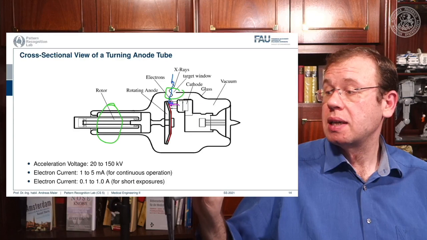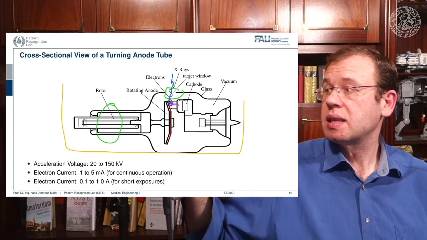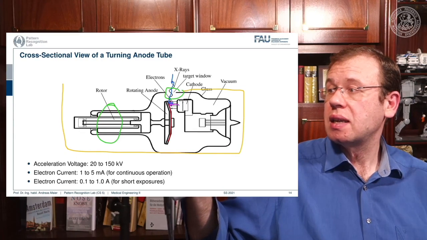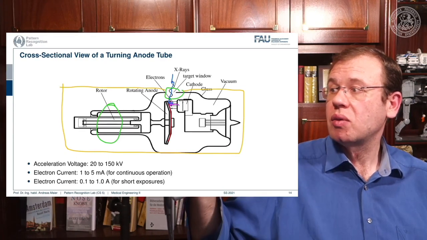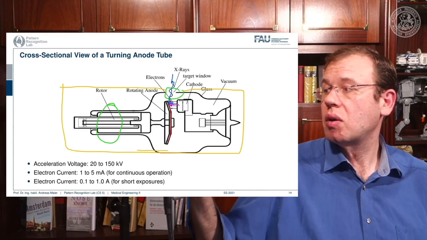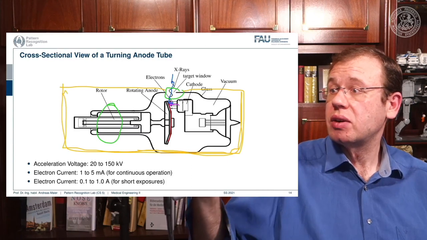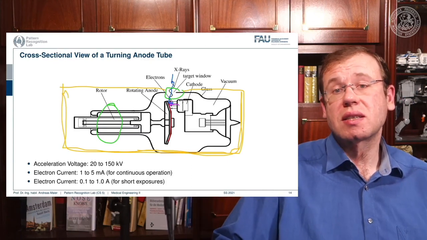But what typically is happening is that this entire tube is in a big housing, and this housing then has a window here because you want to emit only into one direction, and you want to filter out all of the X-rays that would potentially leave the source scattered into these directions. So this is also a very important point here.